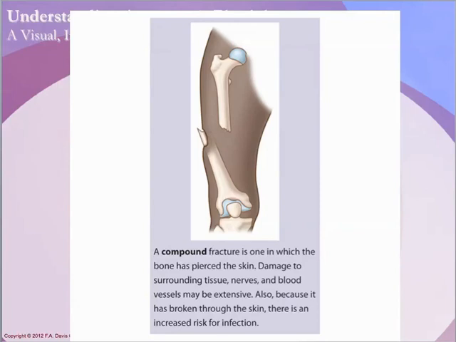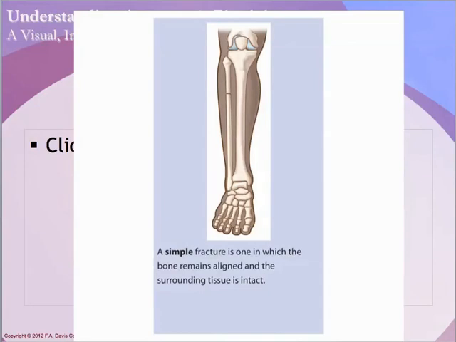A compound fracture is one in which the bone has actually pierced the skin, so we get some external wound. And usually these people are going to need surgical repair of this bone, and probably some antibiotics to reduce the risk for infection. Simple fractures are just internal, so there's no external wound. Sometimes these kind of heal on their own. Sometimes they're going to need to be casted, but they're going to take a little bit less time to heal.